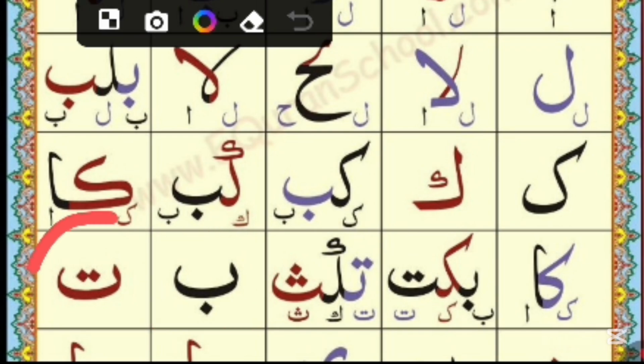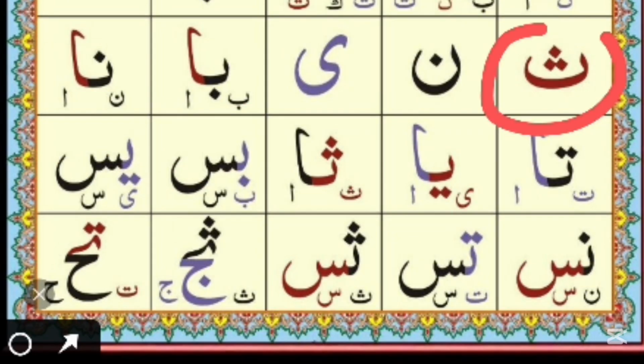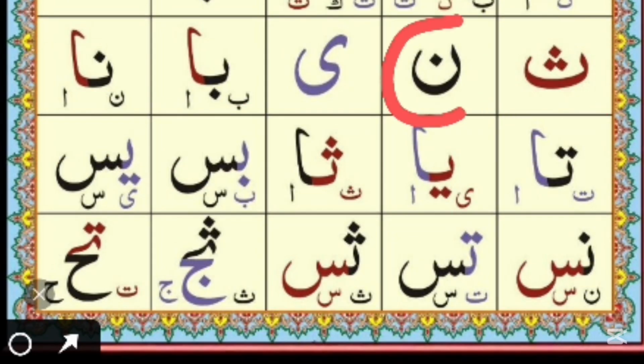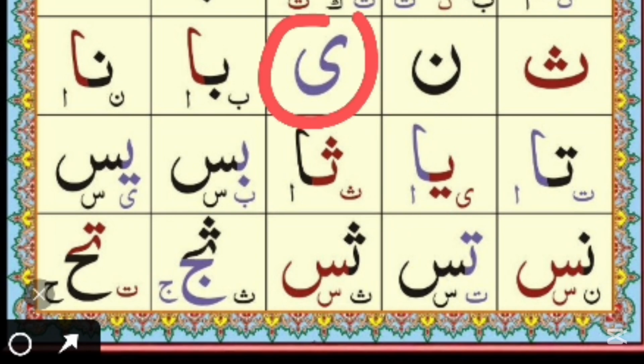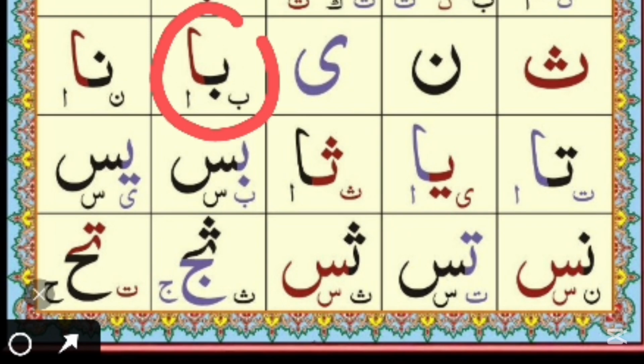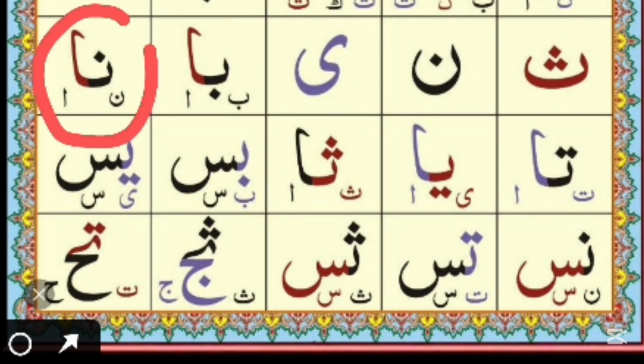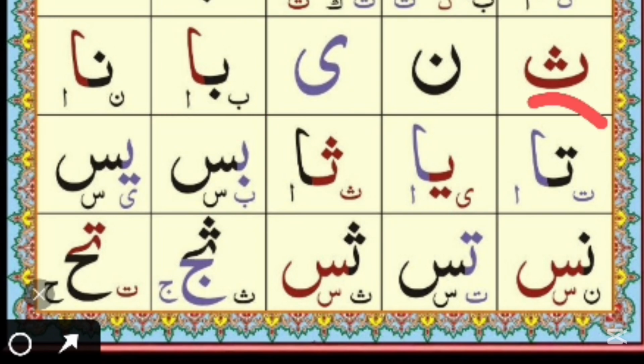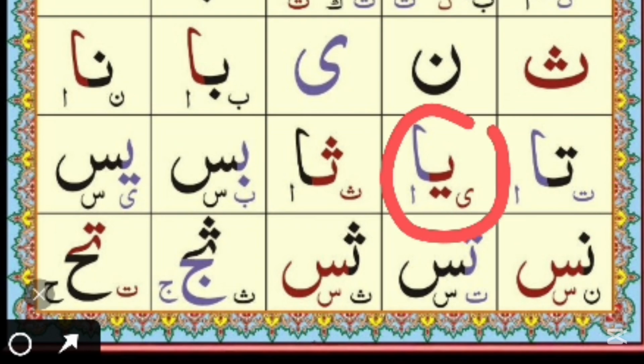Ba, ta, sa, noon, ya. The first letter is ba, and the next one is alif. Ba, alif. Noon, alif. Ta, alif. Ya, alif.